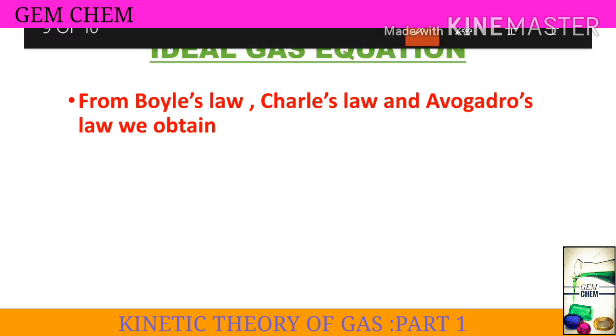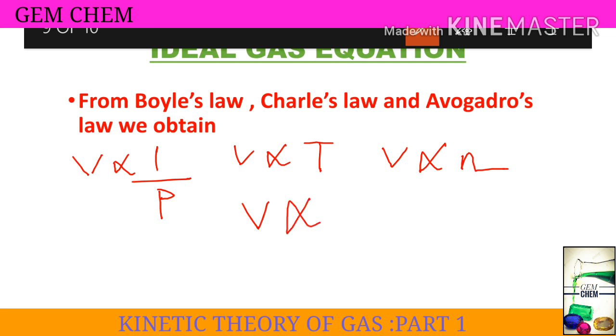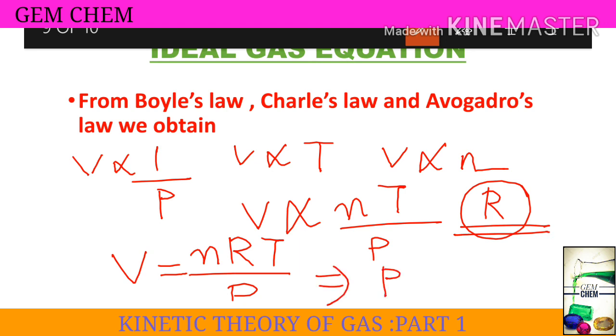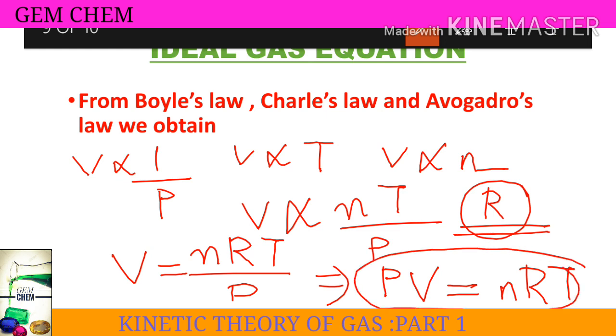Now we will deal with the ideal gas equation. We know V is inversely proportional to P, V is directly proportional to T, and V is directly proportional to n. So V is directly proportional to nT by P. So we write V equals nRT by P. This R is the universal gas constant and it has a specific value. Now what is the ideal gas equation? That is PV equal to nRT. Thus we finally derived the equation of state for an ideal gas.